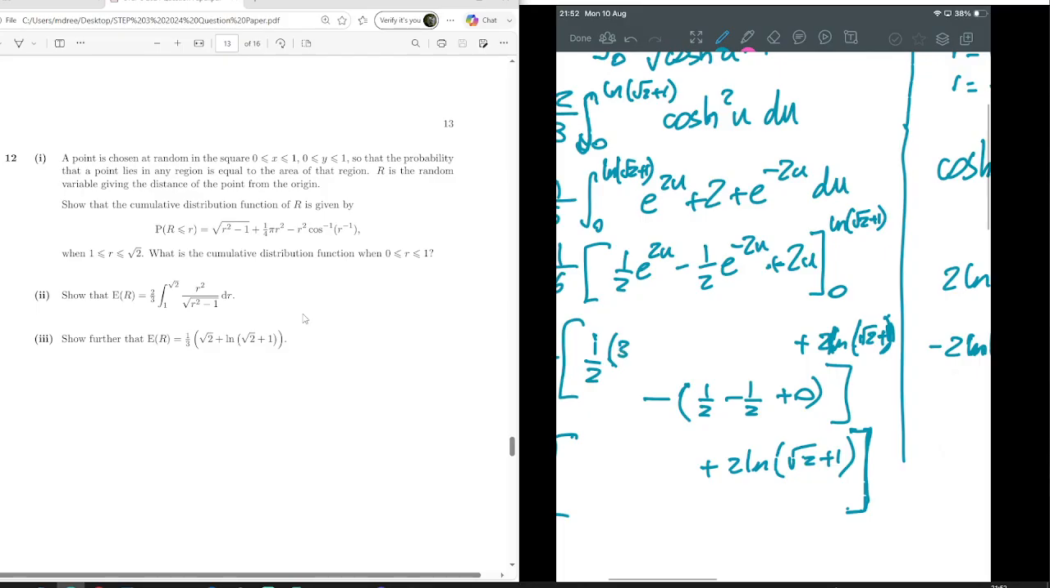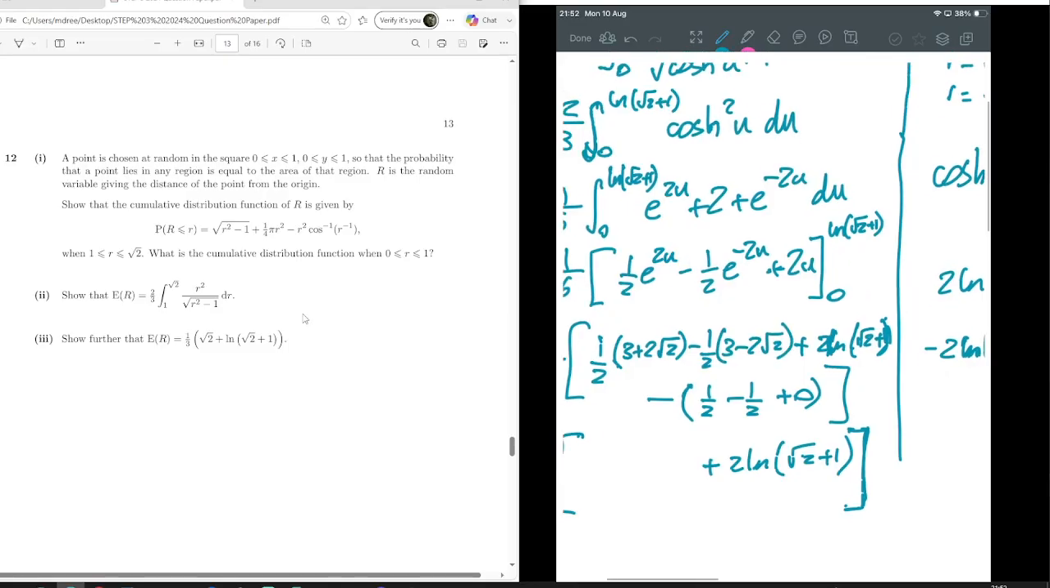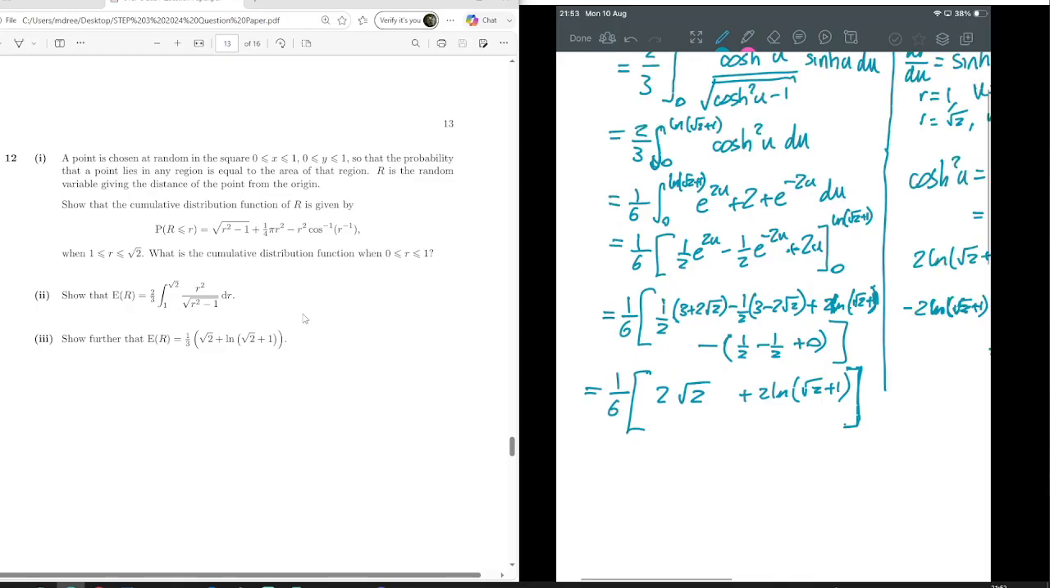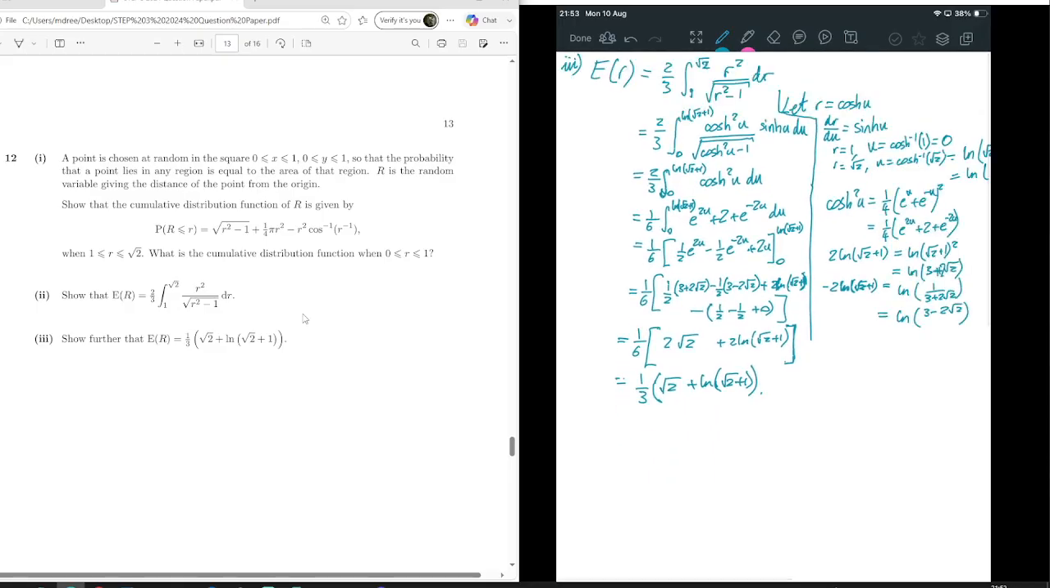So this is a half 3 plus 2 root 2 minus a half 3 minus 2 root 2. So that's going to give me a half of 3 minus a half of 3. They cancel. I've got a root 2 minus a minus root 2. So this is a 2 root 2, and we're done. We can factorize out that 2 to cancel down to a third on the exterior. And we have exactly the simplified version as expected, as required.